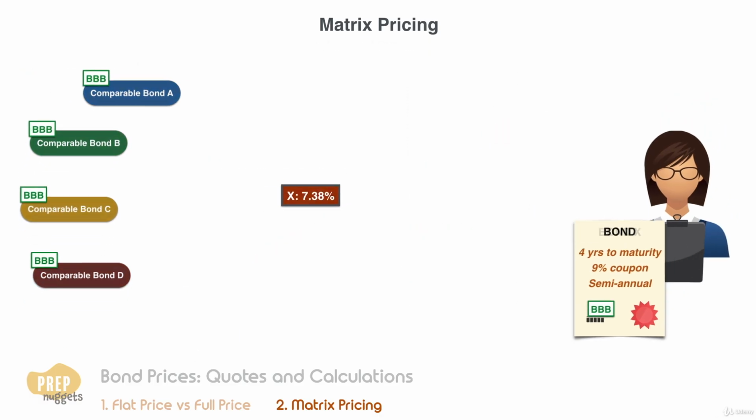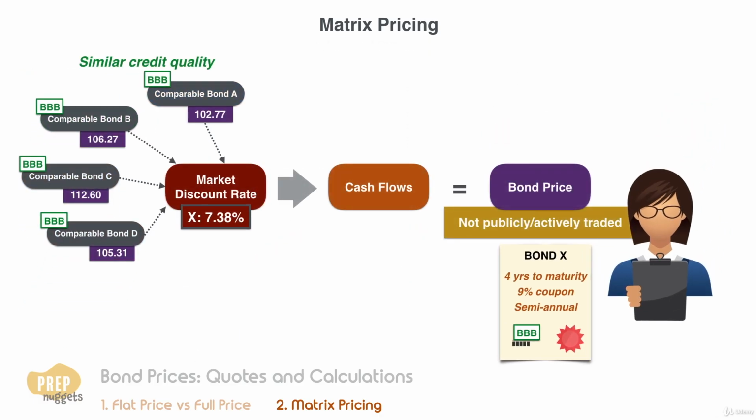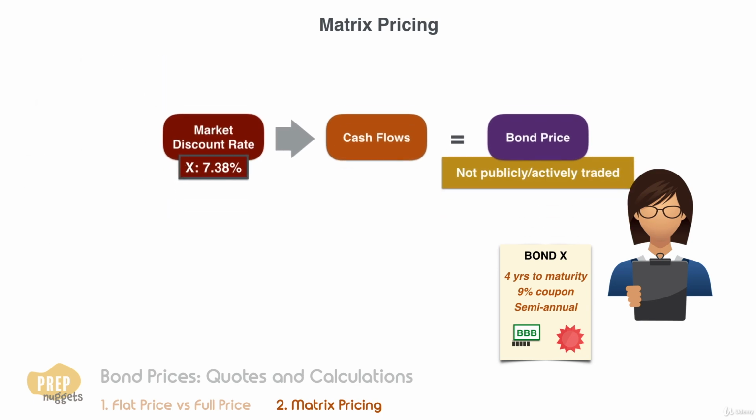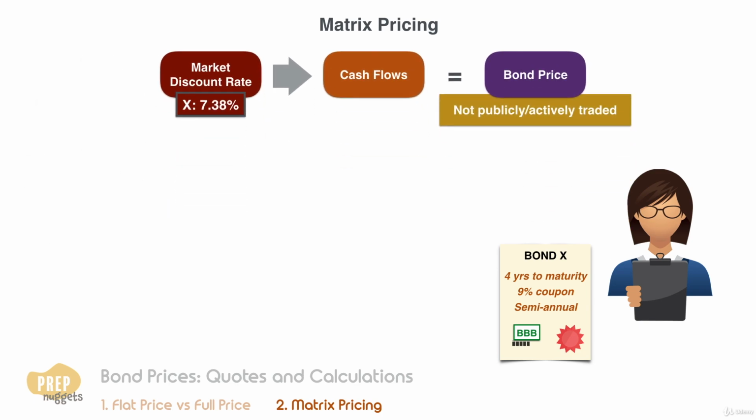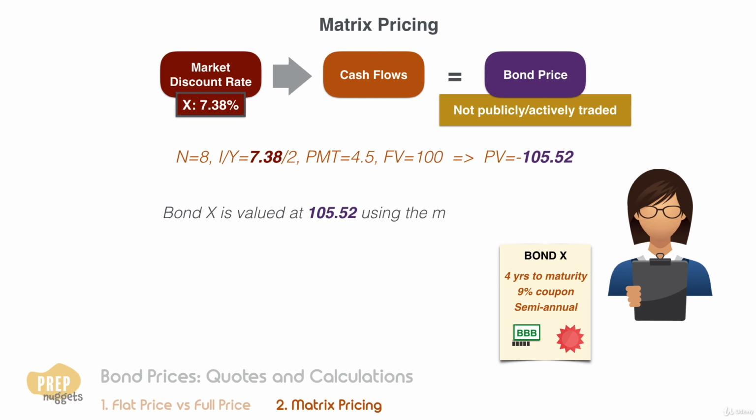Now that we have the market discount rate of the bond, we can apply it to its future cash flows to estimate the value of the bond. This should be very familiar by now. Number of periods is 8, as there are 8 more half-year periods to maturity. Interest per period is half the market discount rate that we've estimated. Payment is 4.5, half of the 9% coupon rate. And FV is the par value of 100. Solve for PV, we get minus 105.52. So according to the analyst, this non-publicly traded bond is valued at 105.52 using the matrix pricing method.